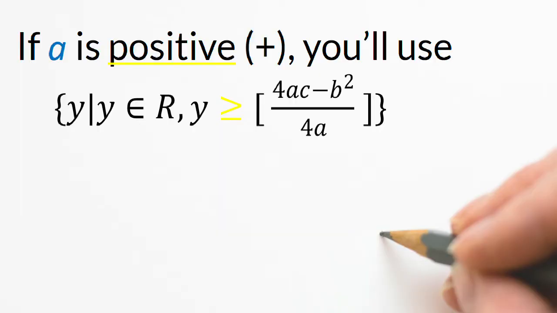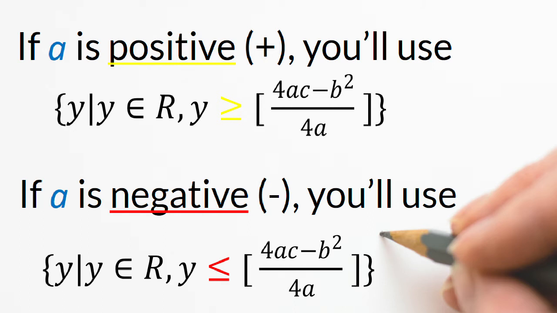For the range: set of y such that y is an element of all real numbers, y is greater than or equal to 4ac minus b squared over 4a for positive a. And set of y such that y is an element of all real numbers, y is less than or equal to 4ac minus b squared over 4a for negative a.